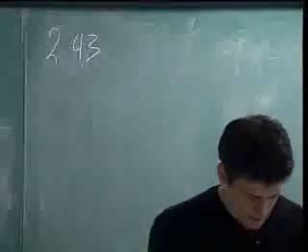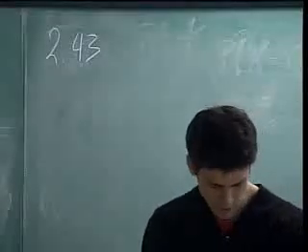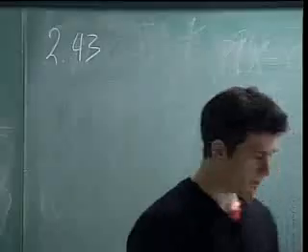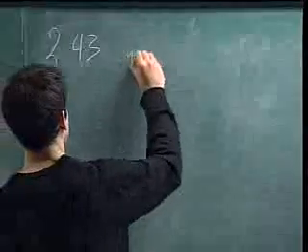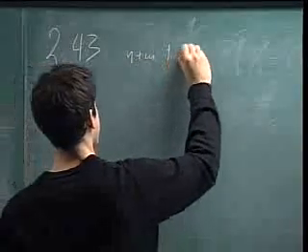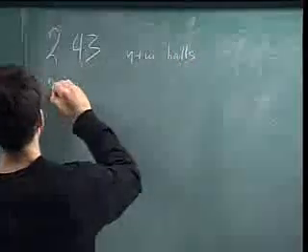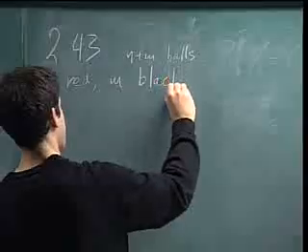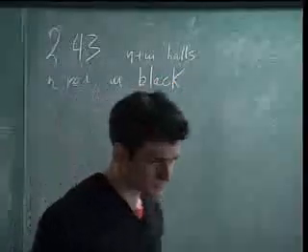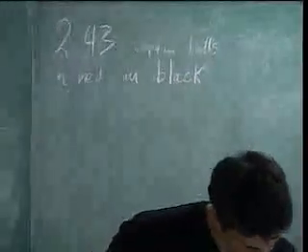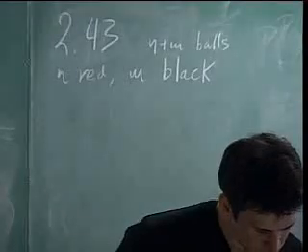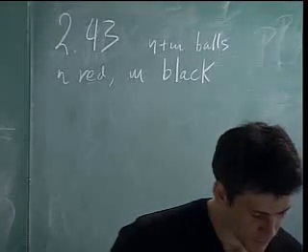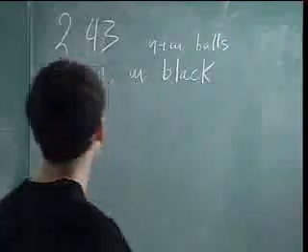So an urn contains n plus m balls, of which n are red and m are black. So balls, n red, m black. Let x be the number of red balls removed before the first black ball is chosen.